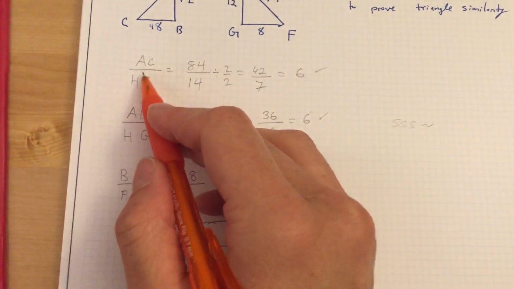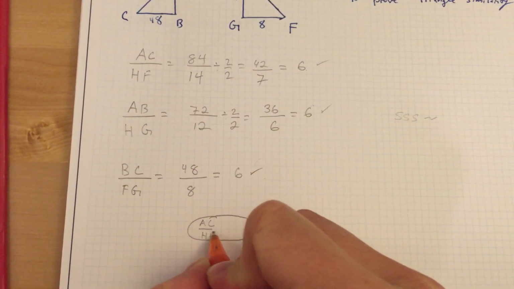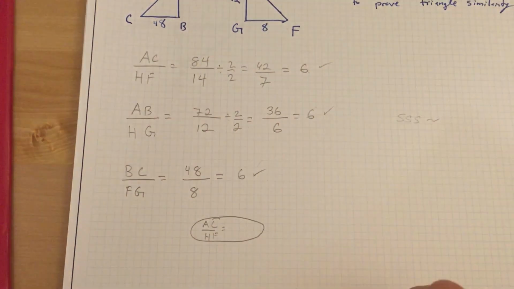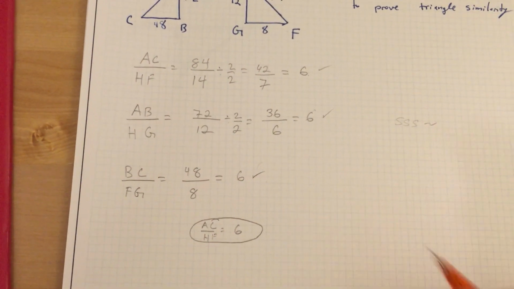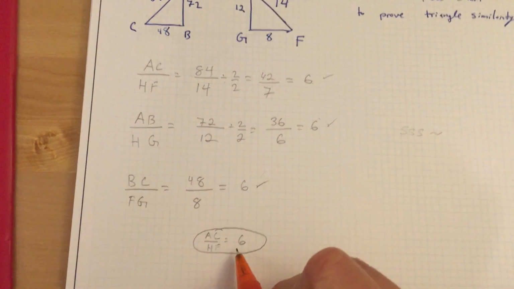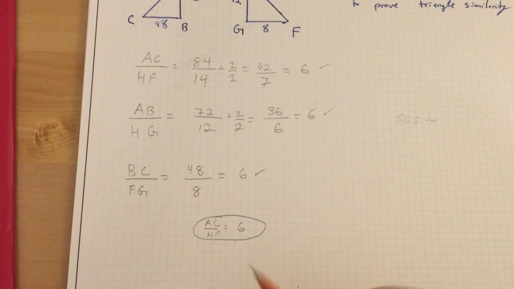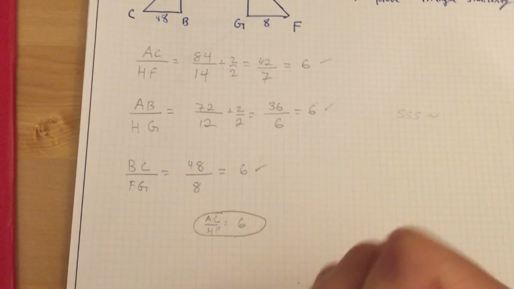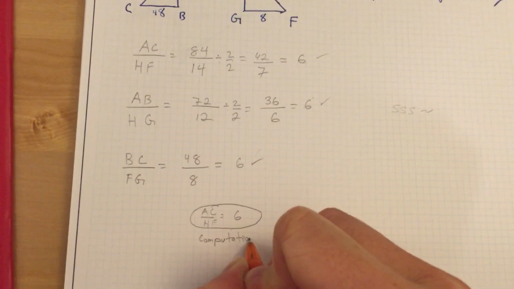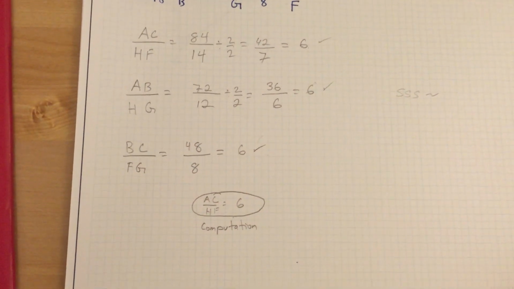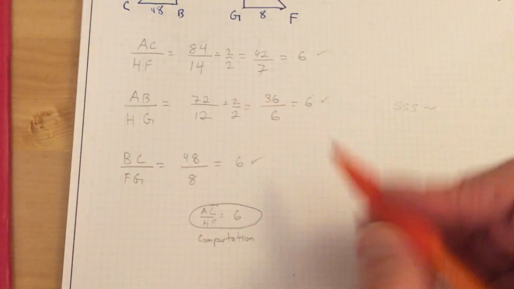All right, my first one, I'm just going to take this information, AC divided by HF, and say that it equals 6. You don't actually have to put all the information, but if you want to, that's fine. And the why is the most important part. So you're putting the information here, and then the why. Why does this work, and why are we using it? We're using it by what's known as computation. We're just proving that that side is equal to 6. So it's computation. And I'm going to take the next one, AB.